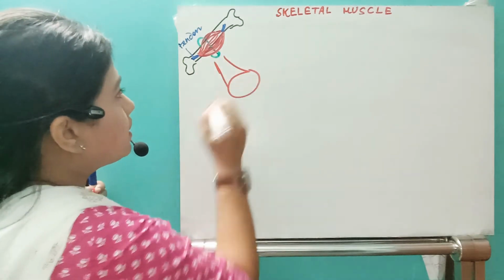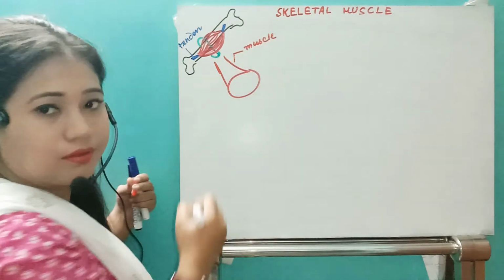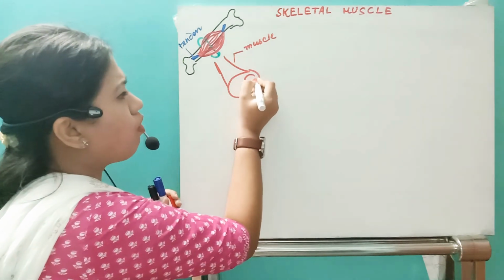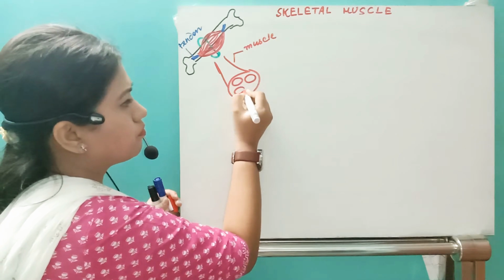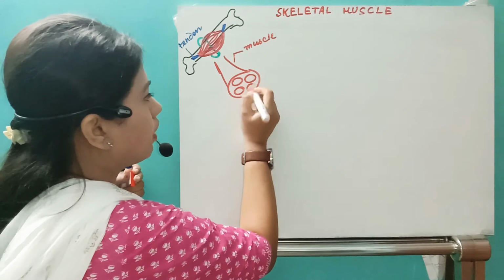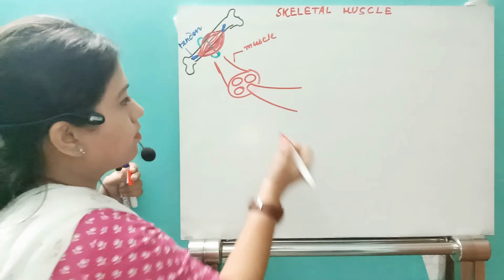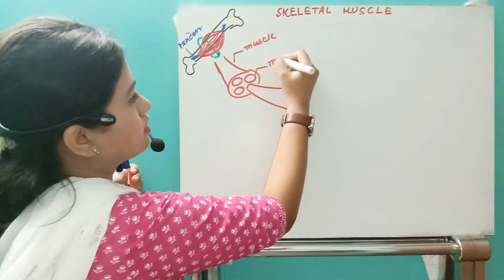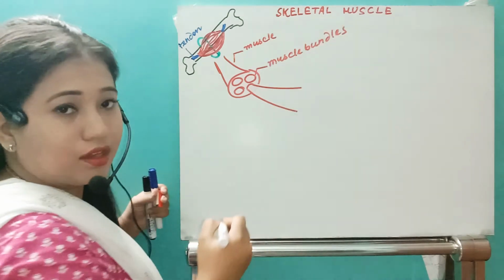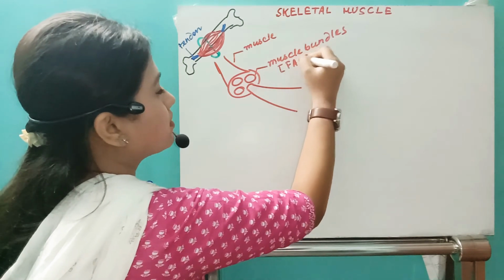Inside the muscle, we will see a number of bundles. We have taken only one bundle. So what are these? These are known as the muscle bundles, right? These muscle bundles are also known as fascicles.